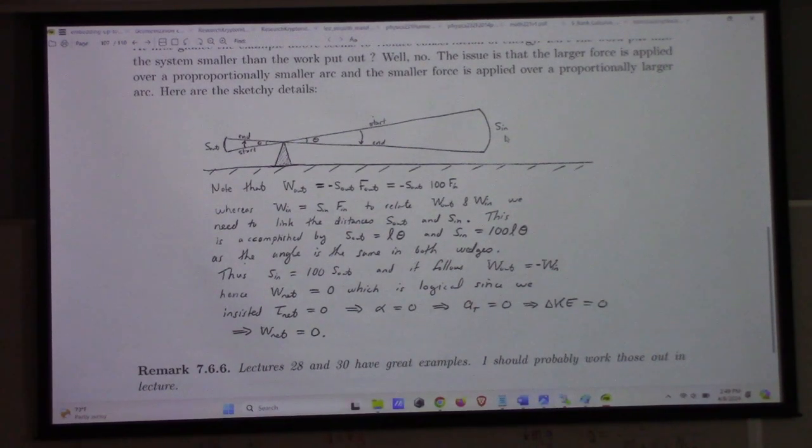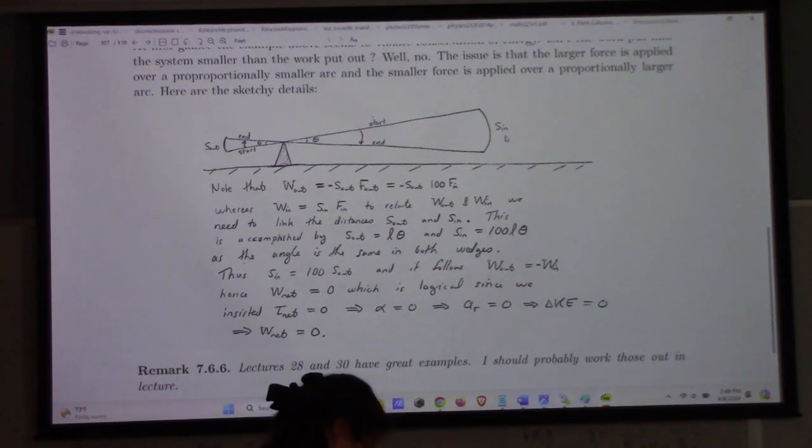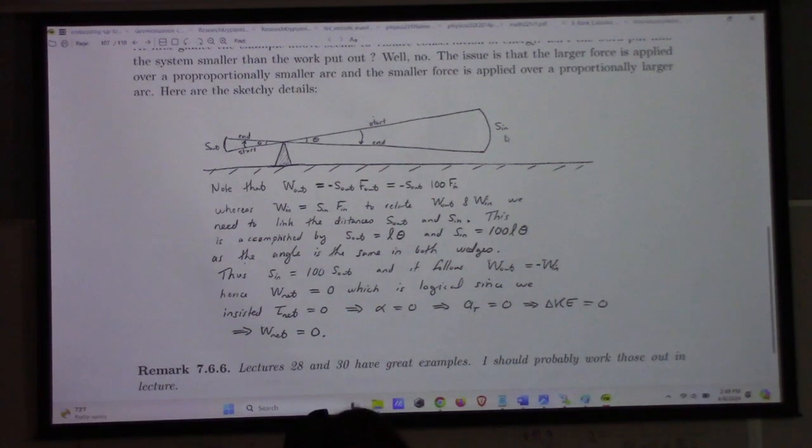Anyway, that's it for today. Let's go look at the sun. My glasses. Yeah, probably.